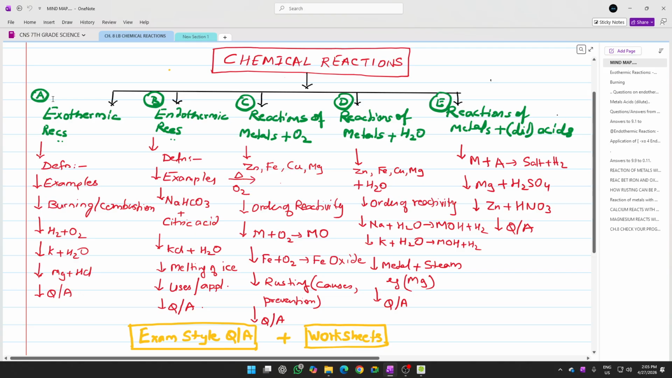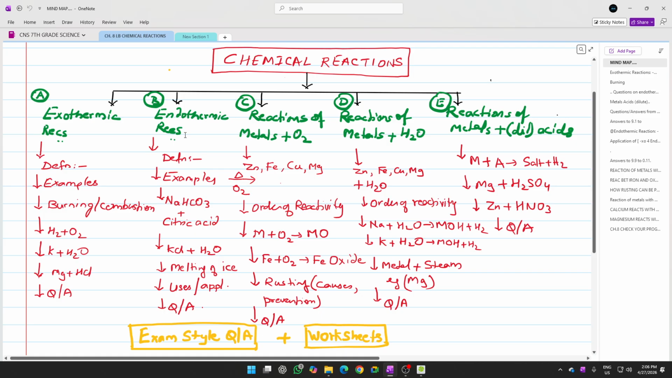Section B is endothermic reactions. Basically, these chemical reactions can be classified into exothermic reactions and endothermic reactions. In this chapter, as far as your seventh grade is concerned, there are chemical reactions which can be classified into more categories also. But right now we are going to concentrate on chemical reactions being classified into exothermic and endothermic. That's it. So the next section, section B, is endothermic reaction. What is an endothermic reaction? We are going to understand the meaning of it.